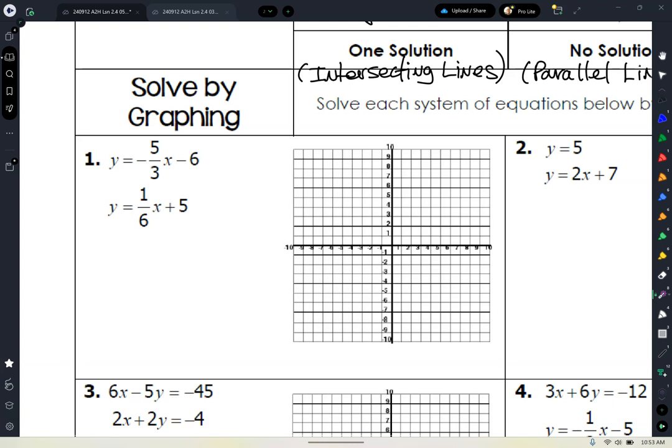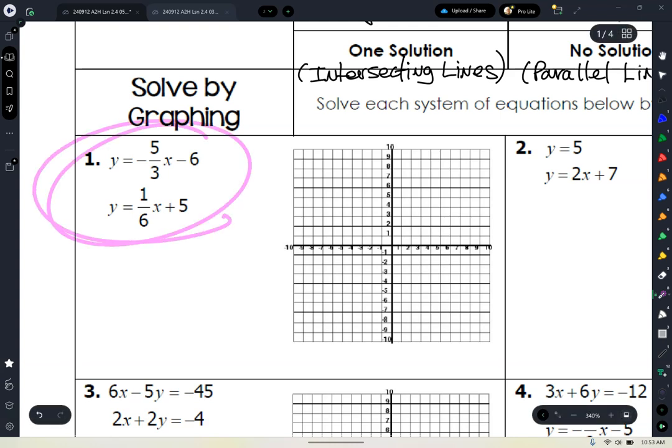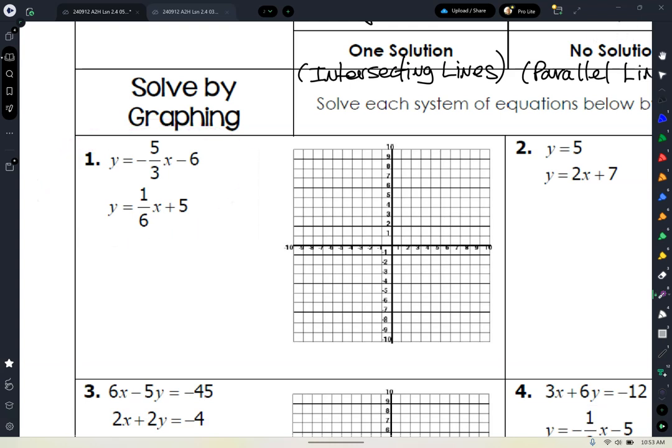All right, so here we're talking about, how are we going to solve this by graphing? Well, we're going to graph these two lines. So what I want you to do is graph these two lines. They're both in slope-intercept form, so that should make it fairly easy. Graph those two lines and find where they intersect. That's what I want you to do. Okay, go ahead.